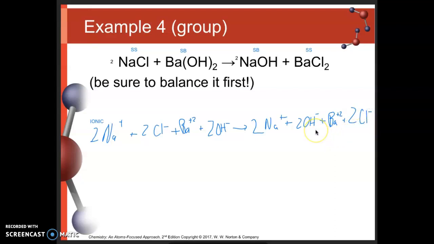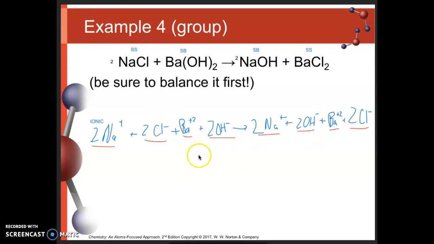So if I look at this example, everything was a strong electrolyte. I had a soluble salt, strong base, soluble salt. Everything was soluble, everything was a strong electrolyte. So all of my substances were ionic. Now if I look closely, I've got 2 sodiums on this side and 2 on this side. I've got 2 chlorides on this side and 2 on this side. I've got a barium on this side and a barium on this side. I've got 2 hydroxides on this side and 2 hydroxides on this side.